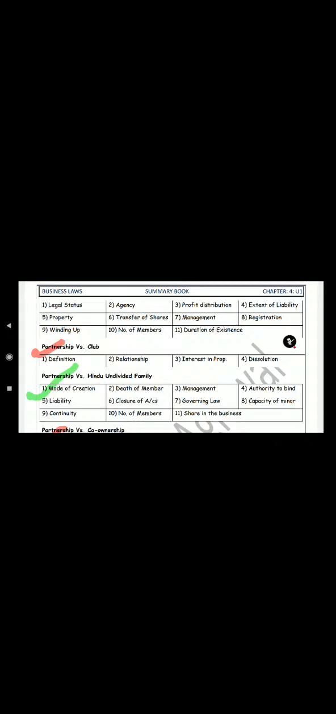Let's learn it. Legal status, agency. Profit distribution, extent of liability. Property, transfer of shares. Legal status, agency, existence, extent of liability, profit distribution, property, and transfer of shares.